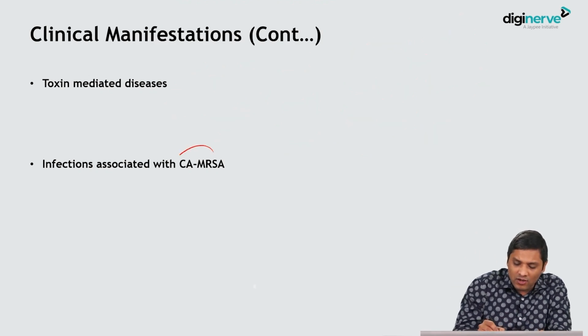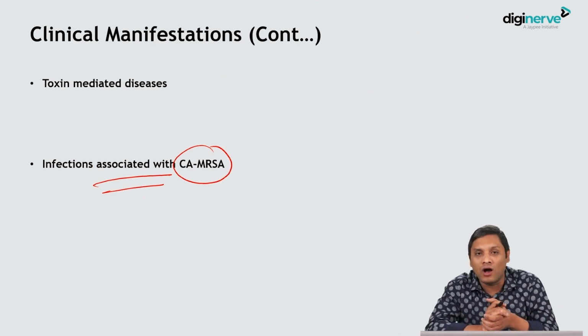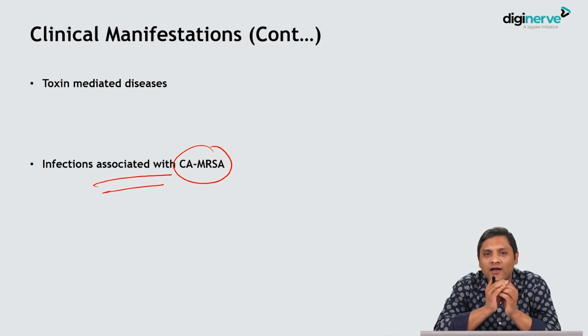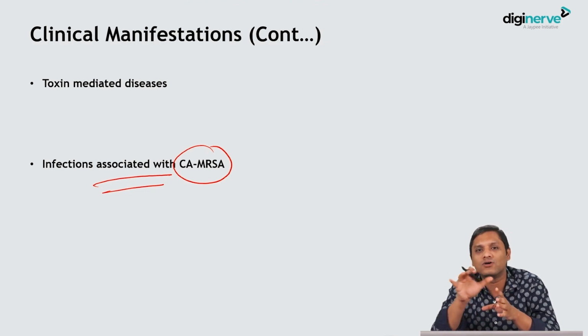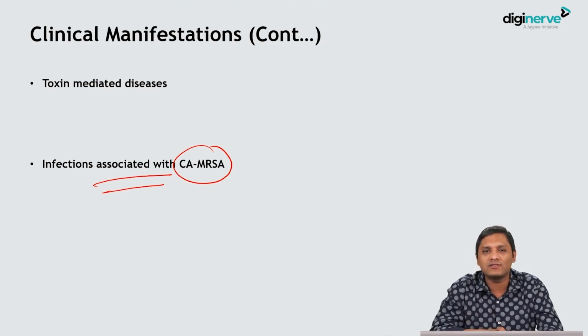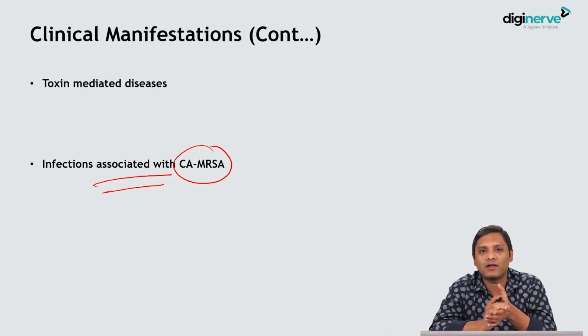Now we will discuss the important diseases associated with community acquired MRSA. MRSA is methicillin resistant Staphylococcus aureus. It is a category of Staphylococcus aureus which is resistant to methicillin and other beta-lactam drugs. We will discuss MRSA a little later. Now I will just tell you the infections associated with community acquired MRSA.